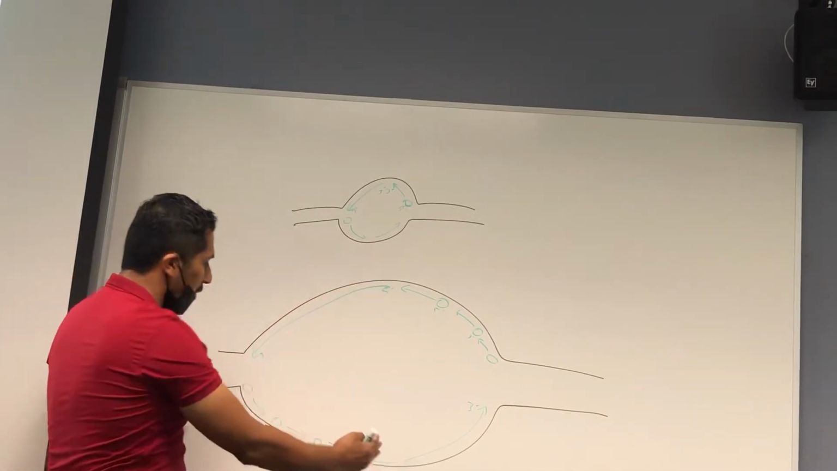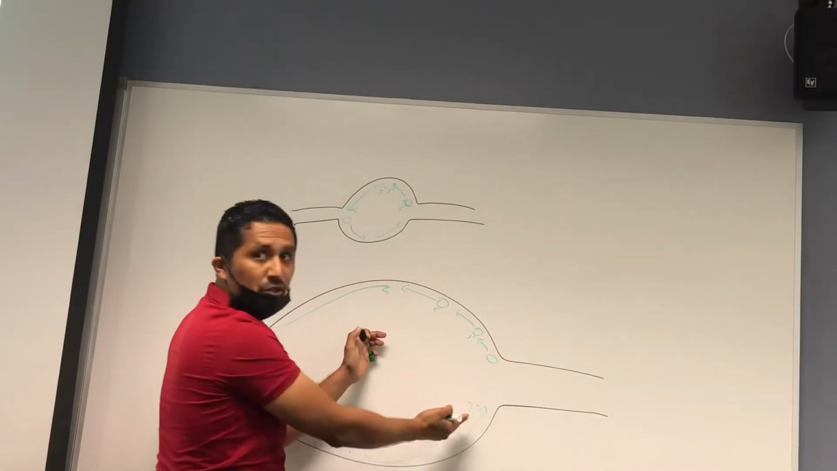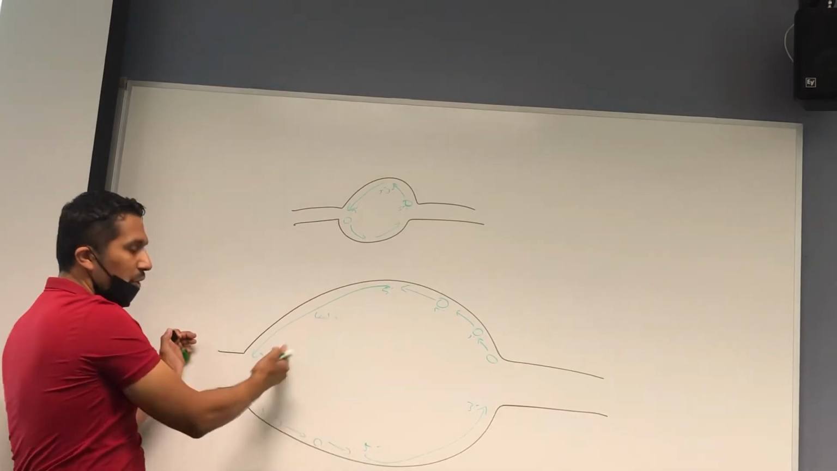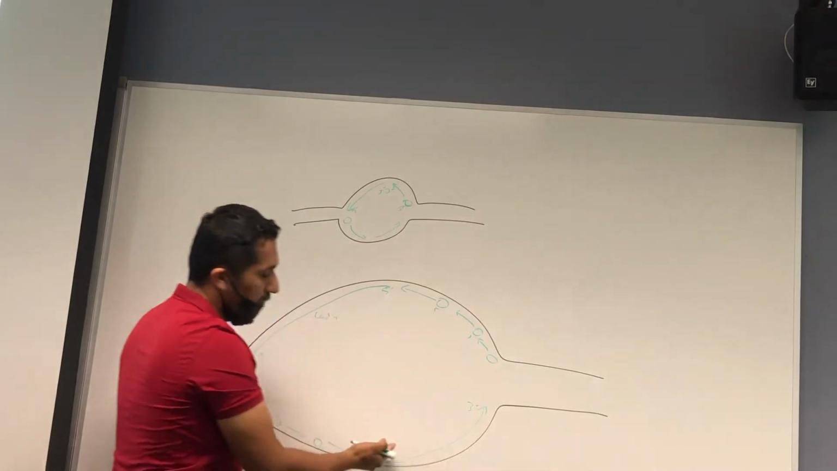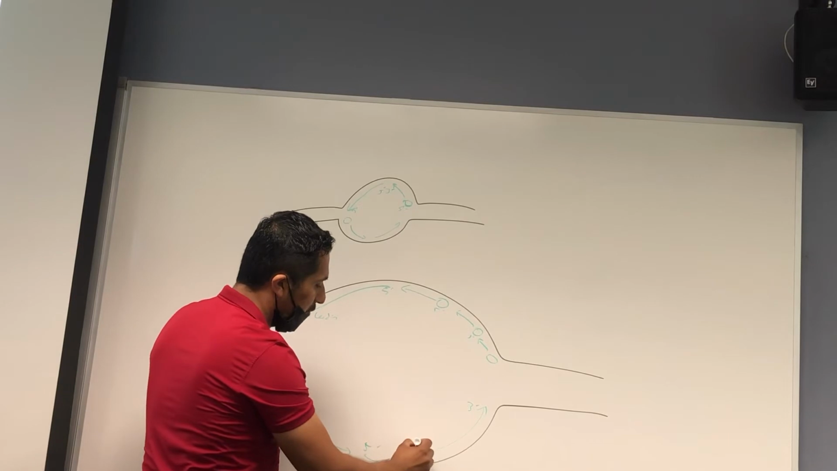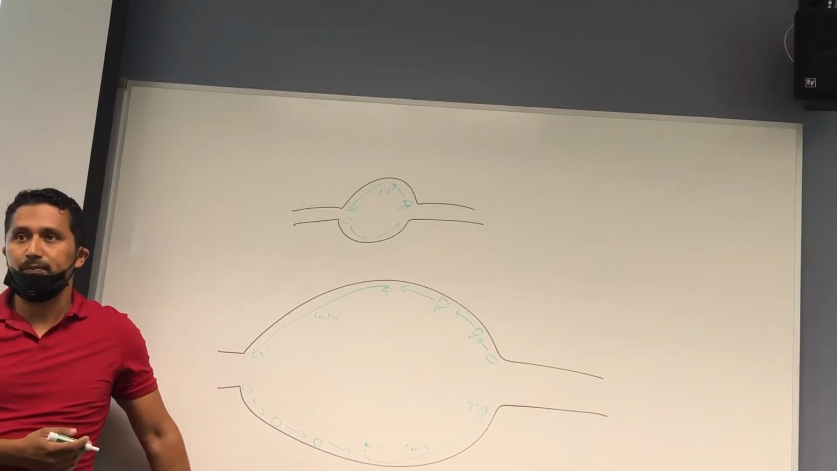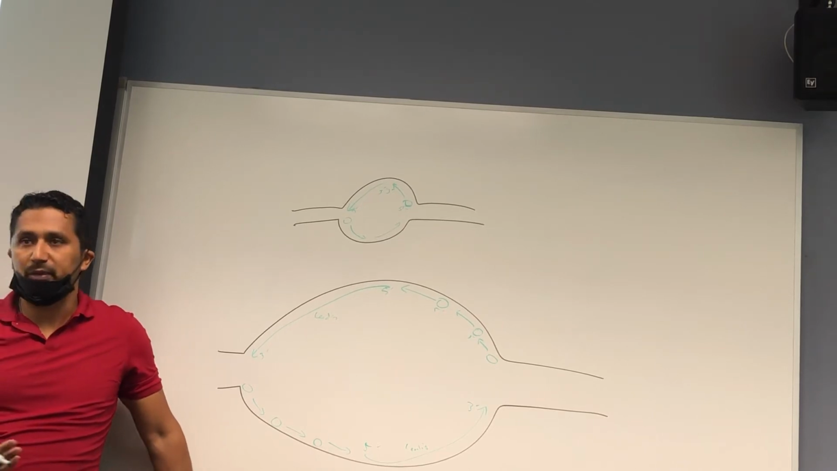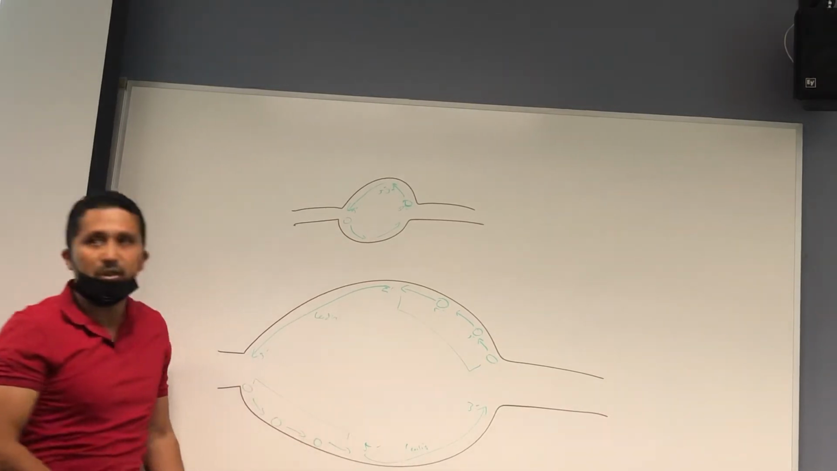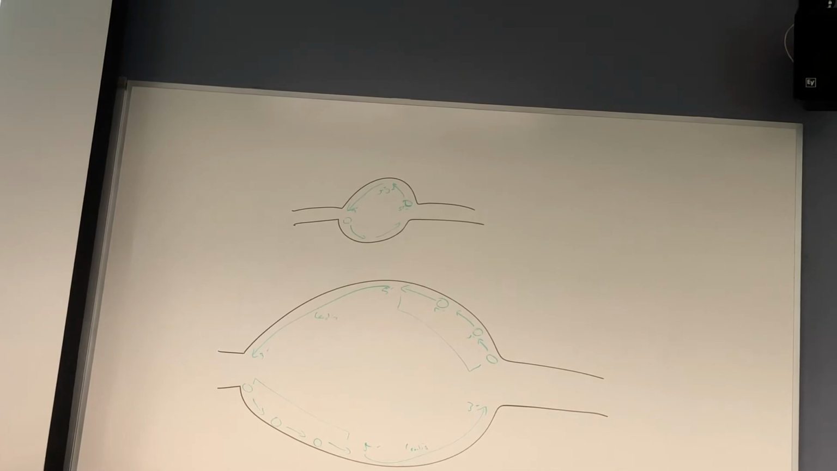So it depends on which side of the replication fork you are. If you are on this side of the replication fork, here's your lagging strand. If you are on this other side of the replication fork, here's your leading strand. It depends on which side you are. But notice it's easy to identify the one side that continues to grow. That is your leading strand. There is no need for more Okazaki fragments. The one that has multiple Okazaki fragments is your lagging strand. Does that answer your question?